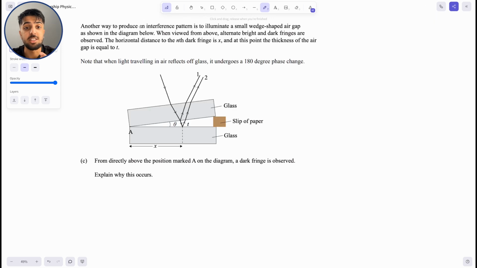There we go. Another way to produce an interference pattern is to illuminate a small wedge-shaped air gap as shown in the diagram below. When viewed from above, alternate bright and dark fringes can be observed. The horizontal distance to the nth dark fringe is x, and at this point the thickness of the air gap is equal to t. From directly above the position marked A on the diagram, a dark fringe can be observed. Explain why this occurs.